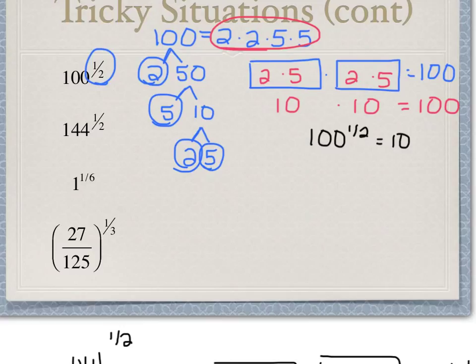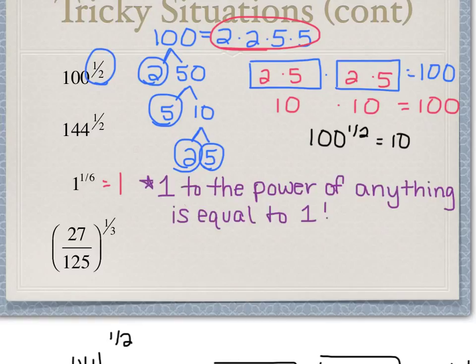It doesn't matter how many times you multiply. The way you multiply to make 1 is 1 times 1 times 1 times 1. So 1 to the 1/6 power is just equal to 1. Okay, so your rule there is 1 to the power of anything is equal to 1.